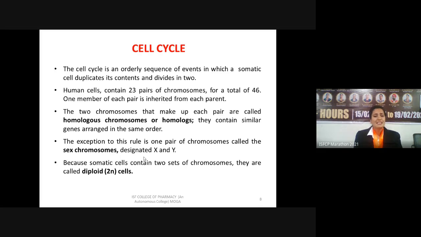The exception to this rule is one pair of chromosomes called the sex chromosomes. Hence, in our body there are a total of 23 pairs of chromosomes, out of which 22 pairs are similar, known as autosomes. But the last pair is known as the sex chromosomes. These are designated as X and Y. The X chromosome is slightly bigger and the Y chromosome is slightly smaller in size. Because the somatic cell contains two sets of chromosomes, they are called diploid cells, written as 2N. Di meaning two. So these are diploid cells.